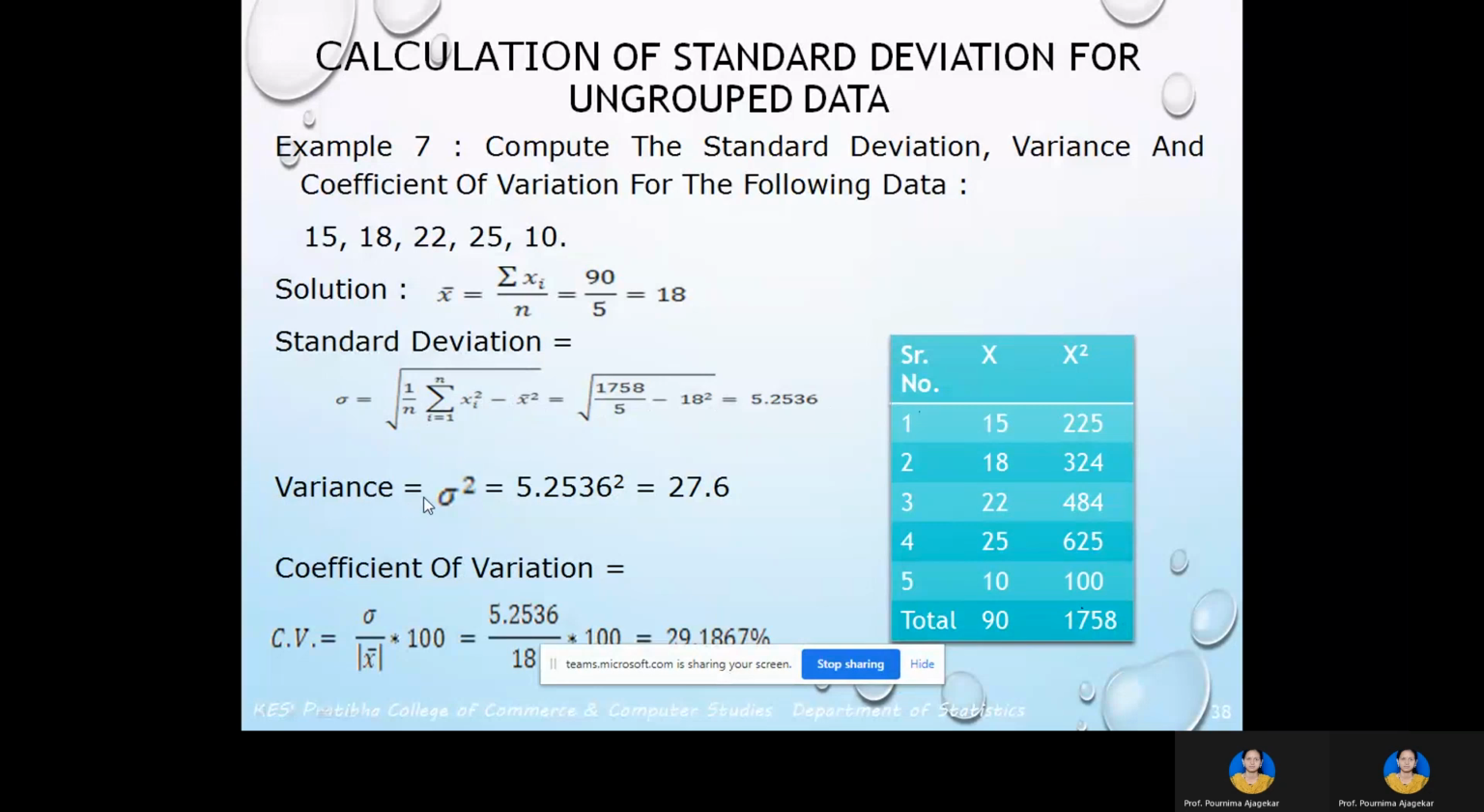And then variance is nothing but the square of the standard deviation. So square of 5.2536, variance is equal to 27.6. Then coefficient of variation is sigma divided by mod of mean into 100, and we get coefficient of variation equal to 29.1867%. The coefficient of variation is expressed in percentage.